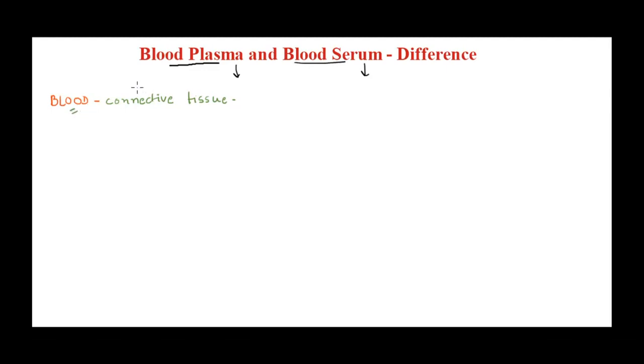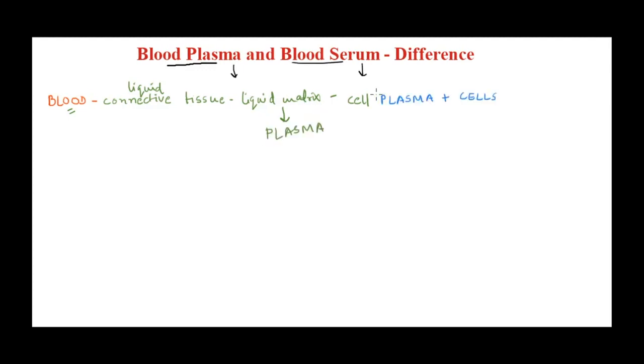Blood, we are aware, is a liquid connective tissue which is composed of a liquid matrix. In this liquid matrix, all the cells and cell fragments are suspended. This liquid matrix, in which all these cell fragments and cells are suspended, is nothing but plasma. So blood, in a simple way, is plasma plus cells.